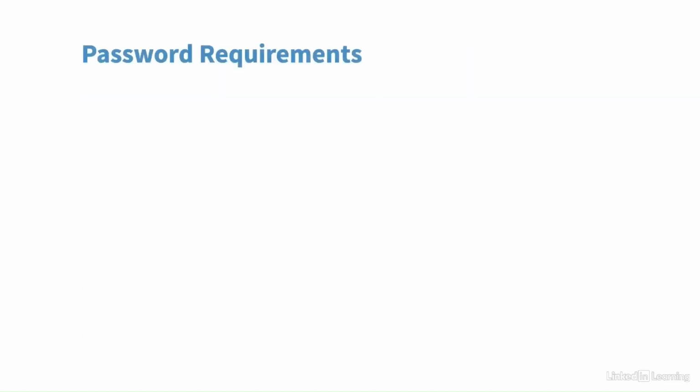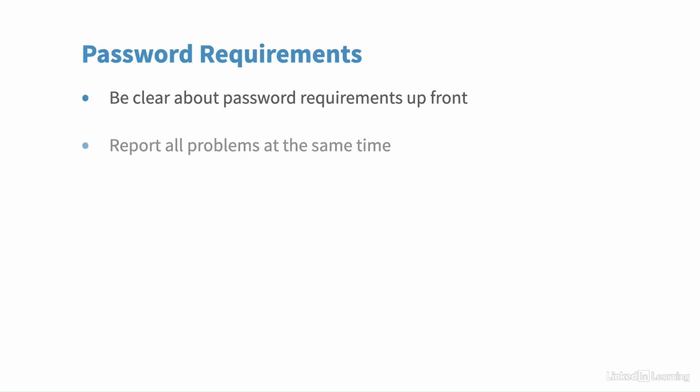Once you've chosen requirements, be sure to inform the user of the requirements up front. If the user can understand the requirements before they submit, they're more likely to submit a valid password on their first attempt. If a password does not meet the requirements, you should report all problems at the same time. A user will be frustrated if they must fix password issues multiple times to satisfy all the requirements.